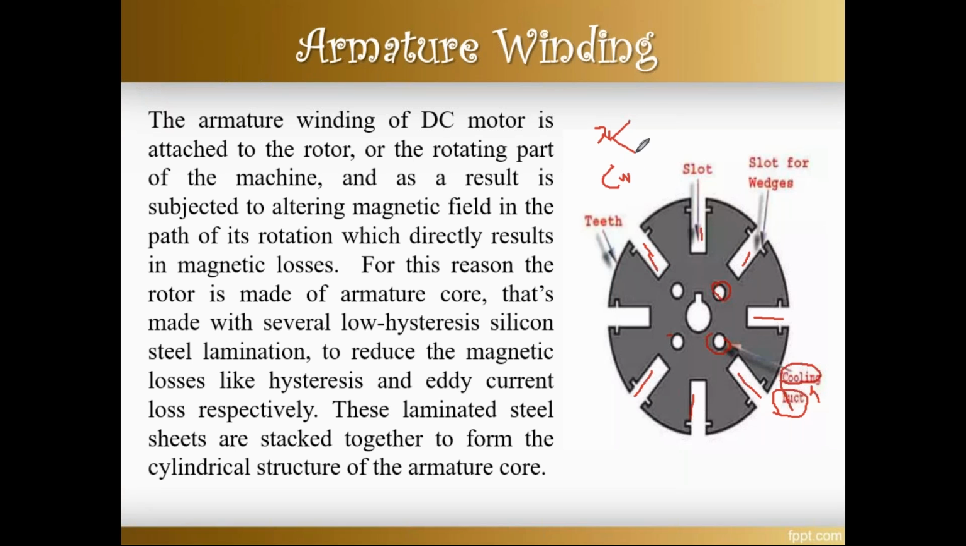Iron losses are again classified into two types: eddy current losses and hysteresis losses. Eddy current losses we can minimize by using laminated construction, and hysteresis depends on the type of material. For this reason, the rotor is made up of an armature core that's made with several low hysteresis silicon steel laminations.